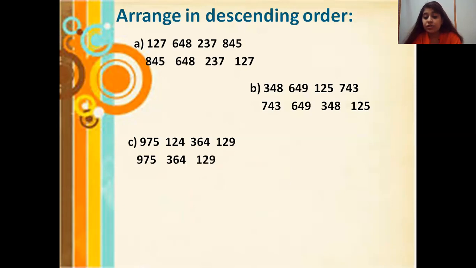129. And which is a smaller number that is being left? It is 124. Done? Good. Now, look at the fourth question.